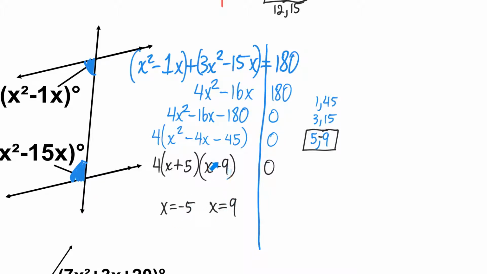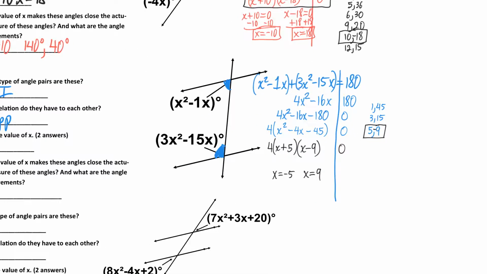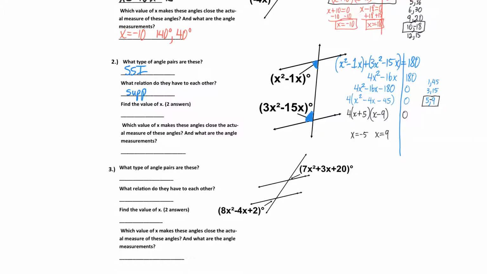And then same thing for the 9. The 9 minus 9 makes this 0. 0 times whatever that is makes it equal to 0. All right, so those are my values of x that I need. X is negative 5 and x is 9. Either one of those values will make that equation true.